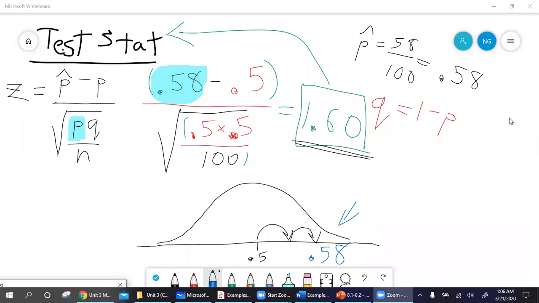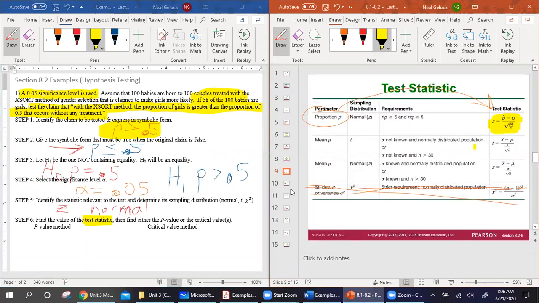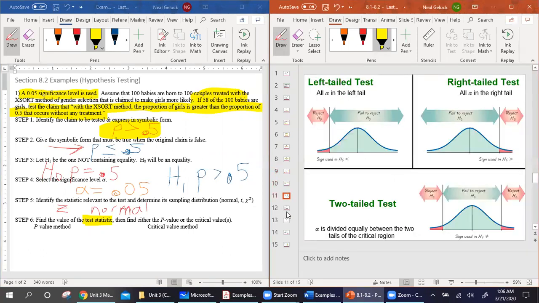Okay, this is the second video for 8.2 notes. We just calculated the test statistic of 1.60, and our question is, is that far enough away? So back to our notes. We found the test statistic, and then we'll have to figure out the p-value. I'm going to move forward a little bit here.